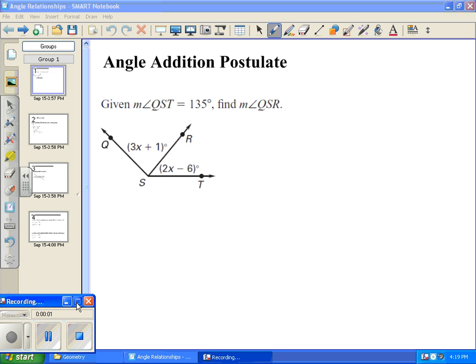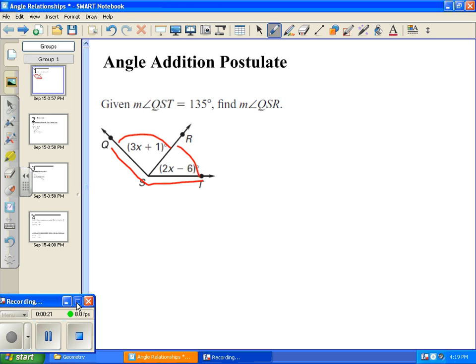In this video, we are going to take a look at different types of angle relationships. So the first thing we're going to look at is the angle addition postulate. As you can see, we're given two angles, this angle right there and this one right there. And then it tells us that QST, which is this whole angle right there, is 135.